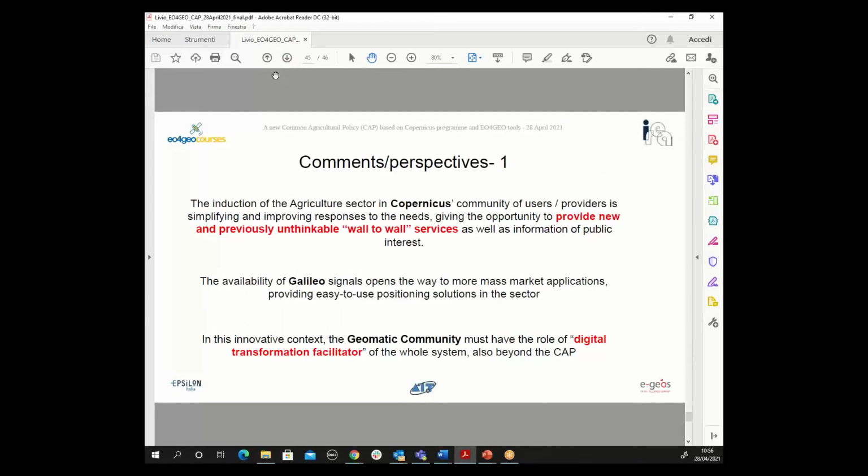Finally, just to comment, we can say that the Copernicus community in the agricultural sector improves the response to their requirements and provides unthinkable services on our territory. The availability of Galileo has opened more mass market applications, easy to use, especially for positioning. So it's been a real improvement. Our geomatic community can be the digital transformation facilitator, like the recovery fund. But this system needs the geomatic community, the remote sensing effort, and the cartographic technicians beyond the CAP. Next, I suppose the last.